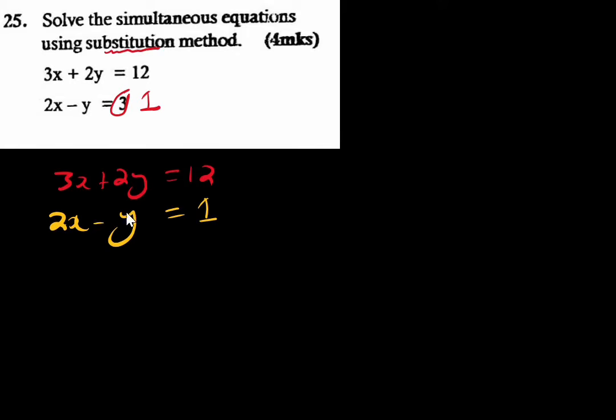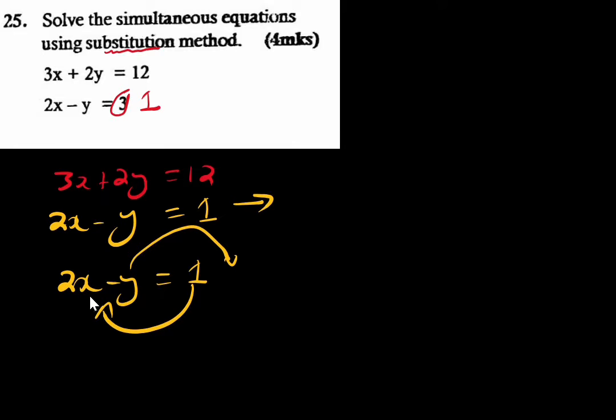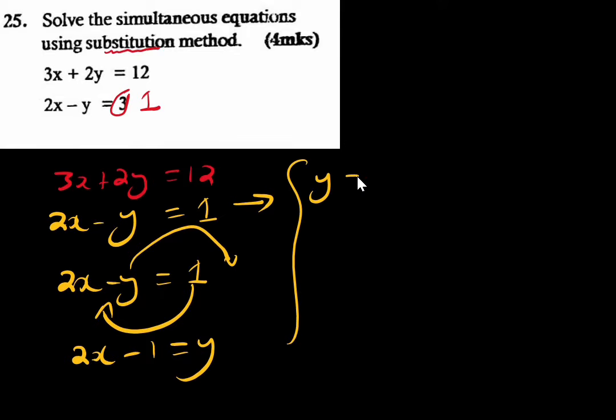I'm going to pick one equation, either equation number 1 or equation number 2, then get one of the unknowns, making it the subject of the formula. I'm going to pick the second equation because I can see it is easier compared to the first equation. So we have 2x minus y is equal to 1. I can make y the subject. I take y to the right, then 1 to the left. So you can see this is 2x minus 1 is equal to y. So I can say y is equal to 2x minus 1.